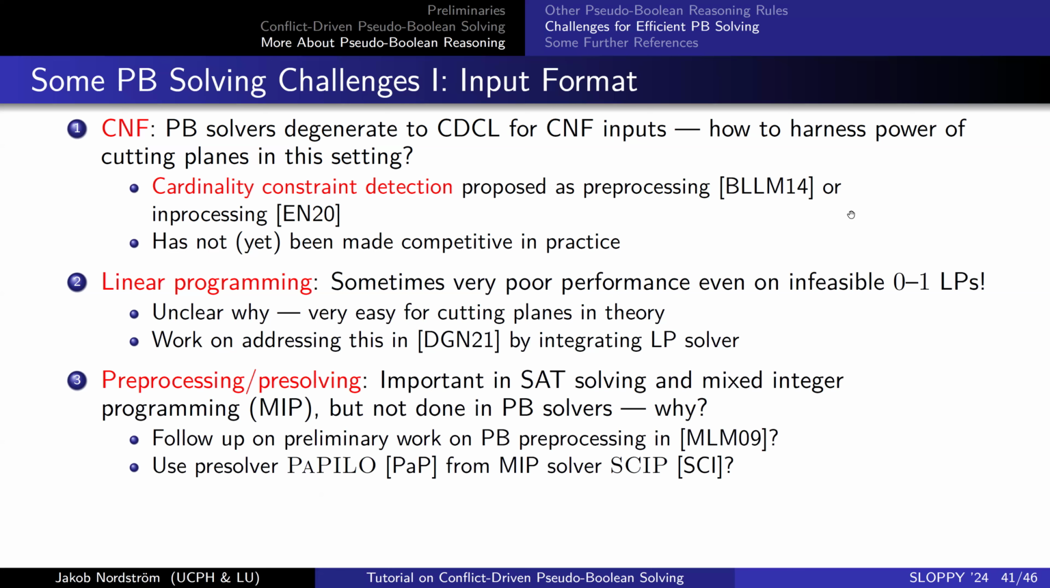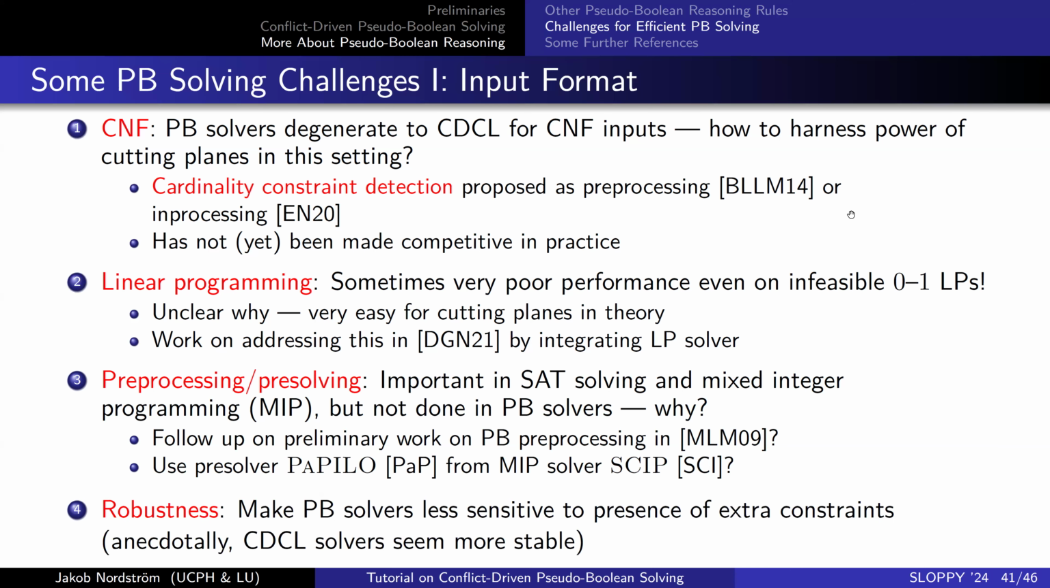Pre-processing is just a complete unknown area. Pre-processing is very important for SAT. Pre-solving, as it's called, is very important for mixed integer programming. We don't have it for pseudo-Boolean solving at all. One idea would be to take a good MIP pre-solver and try to run it on a 0-1 integer linear program beforehand. It seems a little bit tricky to get this to work, but it's again another interesting research problem. Making solver performance more robust would also be good.